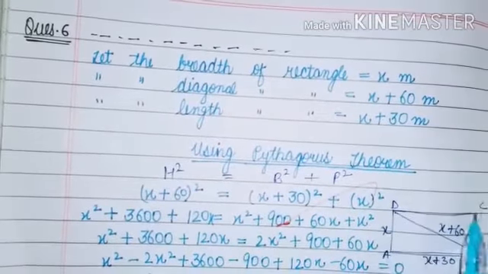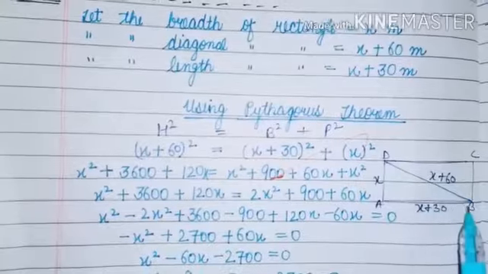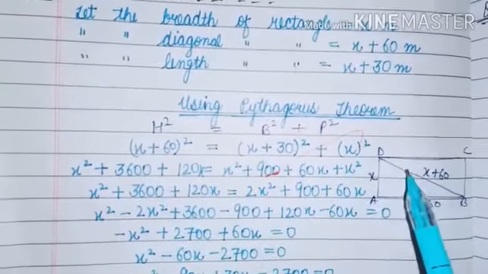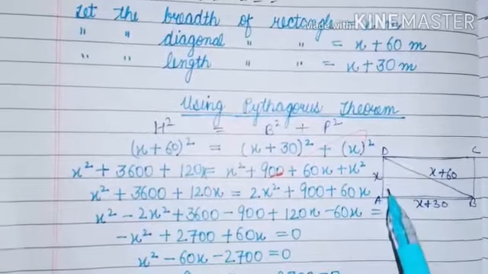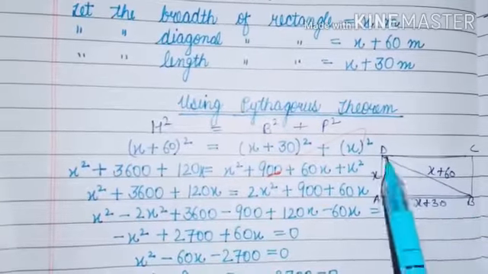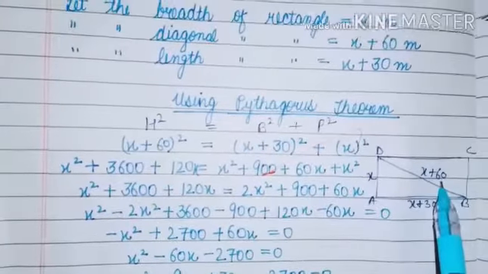So this is a rectangle ABCD. Here BD is a diagonal, AB is the length of this rectangle, and AD is the breadth of this rectangle. So here we will let the breadth be x, the length is 30 more, so AB is x plus 30, and the diagonal is 60 more, so the diagonal is x plus 60.